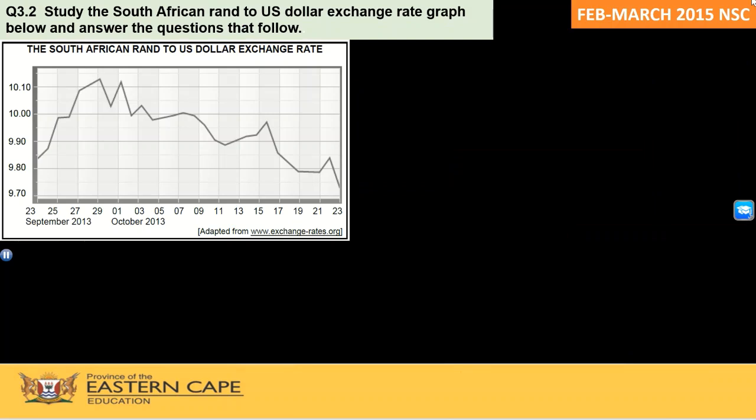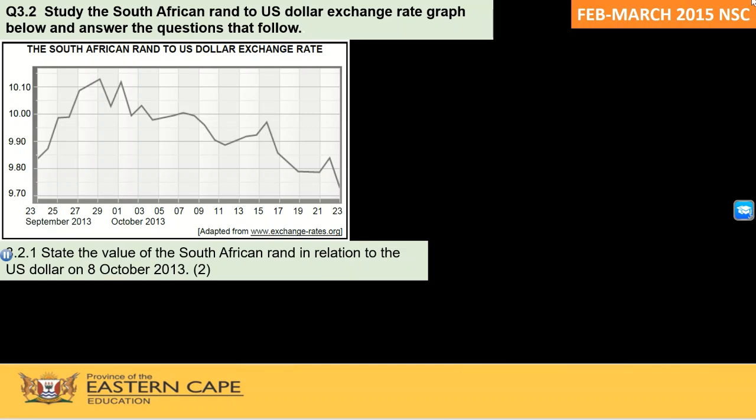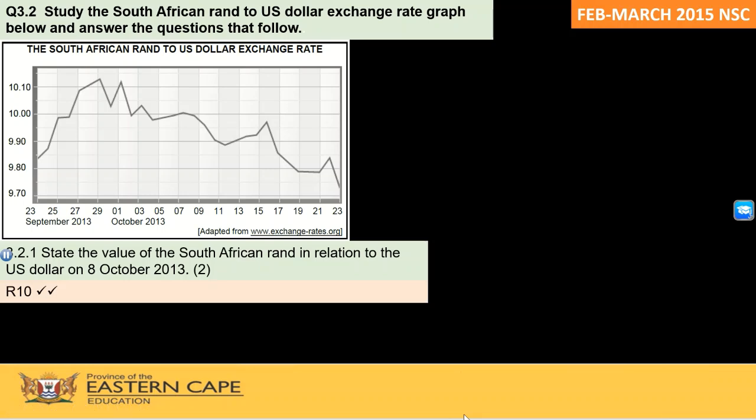The next question that you have up on the screen here is to study the exchange rate sheet and answer the questions. You will see that on the left-hand side axis you have values, and on the bottom axis you have dates. So the question here is to state the value of the South African rand in relation to the US dollar on the 8th of October 2013. So you will go and see where you find the 8th of October, and if I can just perhaps indicate to you on the screen using the mouse, you will see that is where it is, and the value there was 10 rand.